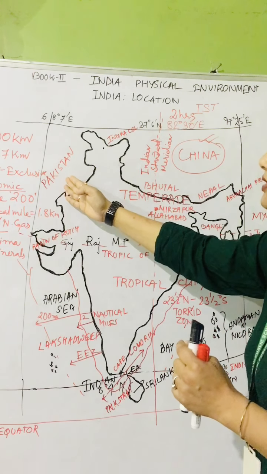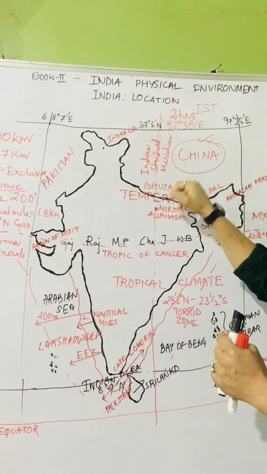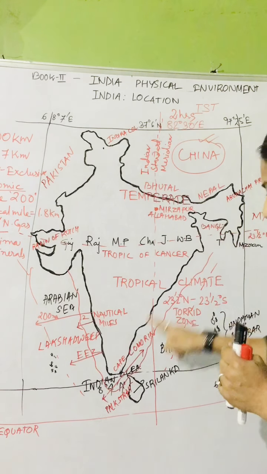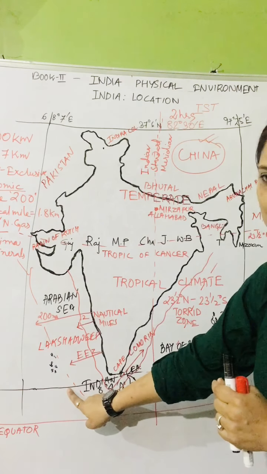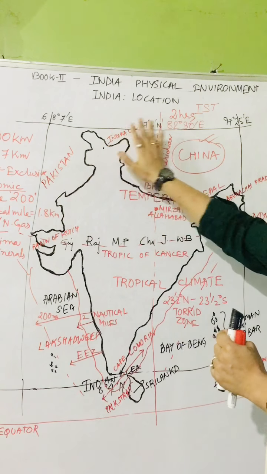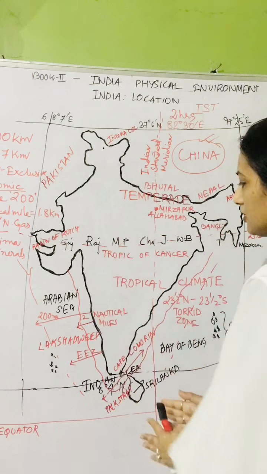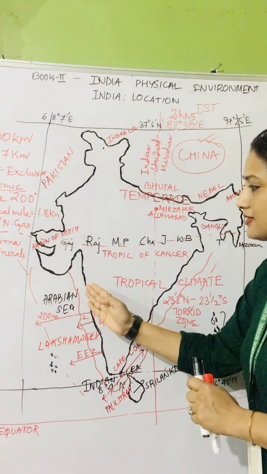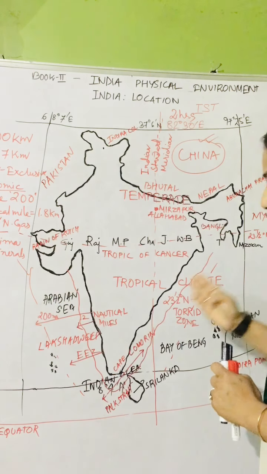Then we have talked about the country which shares boundary with our country, that is Pakistan, China, Bhutan, Nepal, Bangladesh, Myanmar, and in the south we are very close to Sri Lanka and Maldives here. So these are the countries which we are sharing, and the longest boundary is with China. Then we talk about our peninsular situation, that the southern part of our country is protruding in Indian Ocean. That is, we are surrounded by Arabian Sea in the west, Bay of Bengal in the east, and Indian Ocean in the south.